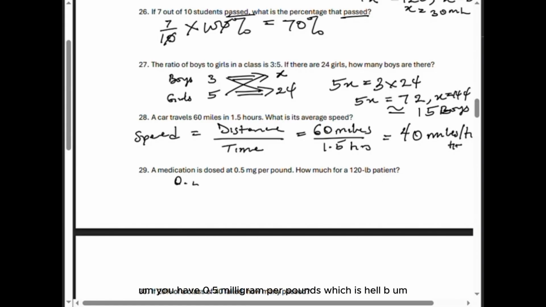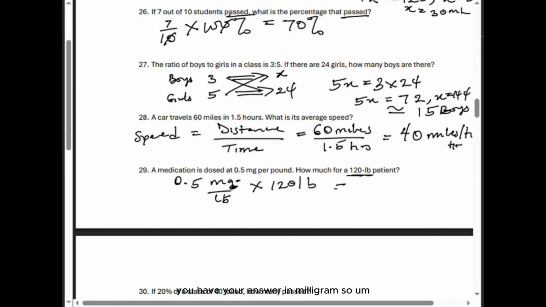You have 0.5 milligram per pound, which is LB. So how much for a 120 LB patient? Even just looking at the units, you can easily play with units in this kind of question. When you multiply by 120 LB, you can easily get the number in milligram. That is the amount in milligram, because this LB can cancel this LB, you have your answer in milligram.